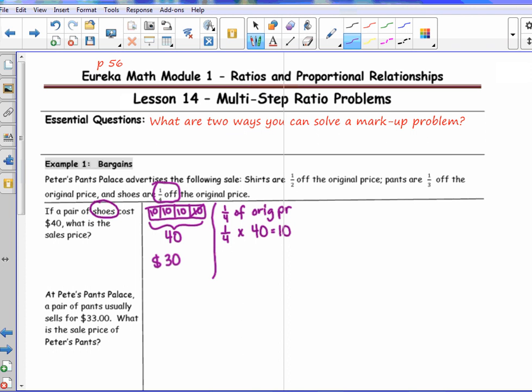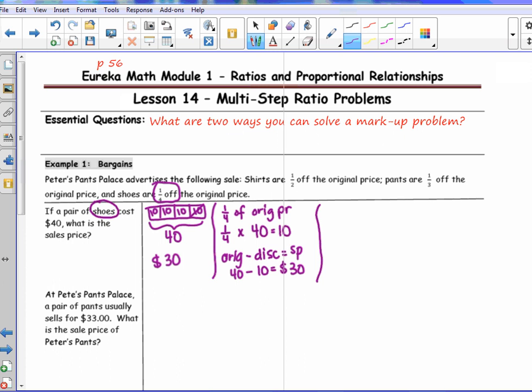So now we'll subtract it. We'll start with the original price, and we'll subtract the discount. So that gives us $40, take away the $10, for a sale price of $30.